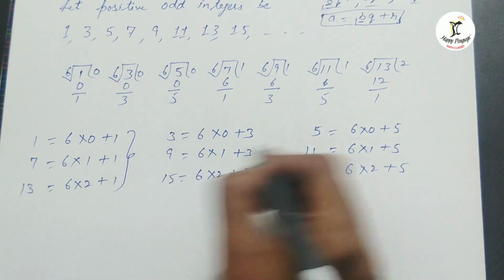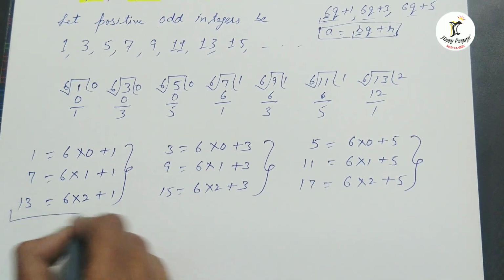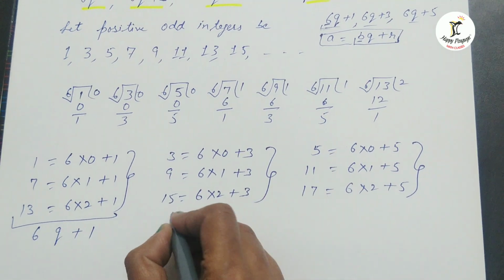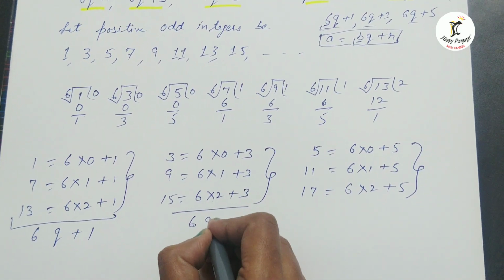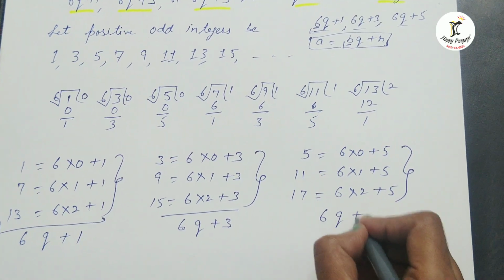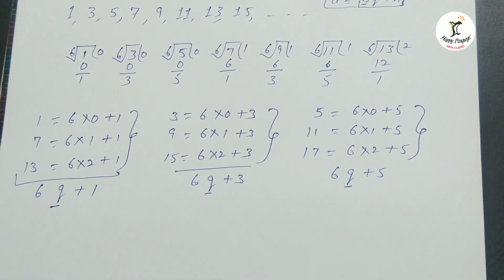Now look at these equations. These are of the form, this is 6q plus 1. This is 6q plus 3. This is 6q plus 5. Here the number q varies.